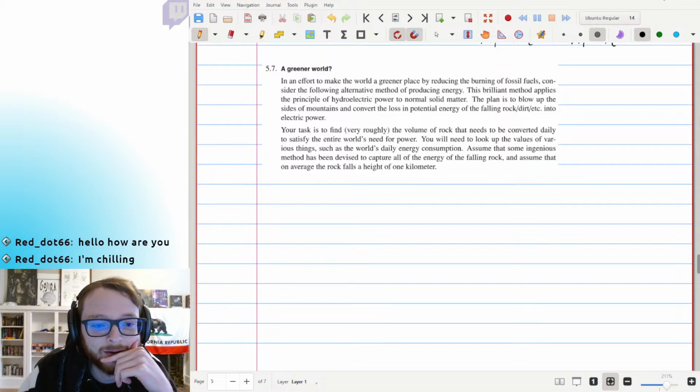You need to look at the values of various things, such as the world's daily energy consumption. Assume that some ingenious method has been devised to capture all of the energy of the falling rock. Assume that on average the rock falls a height of 1 kilometer.